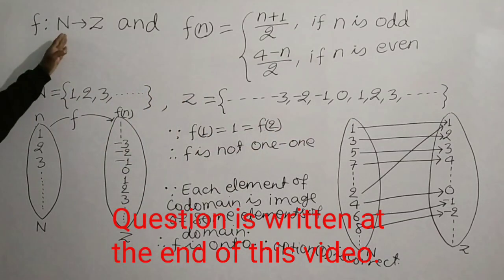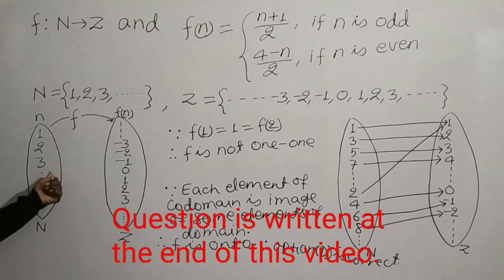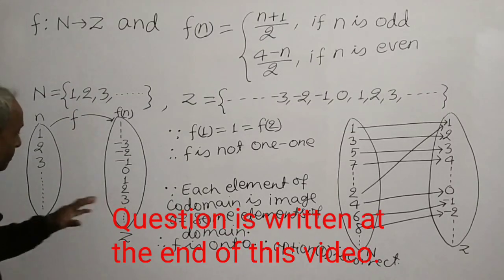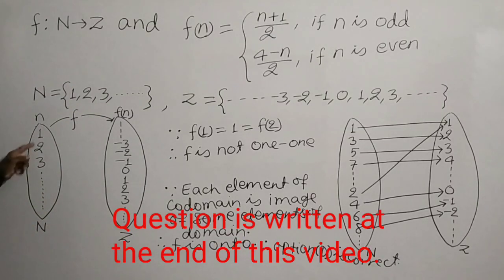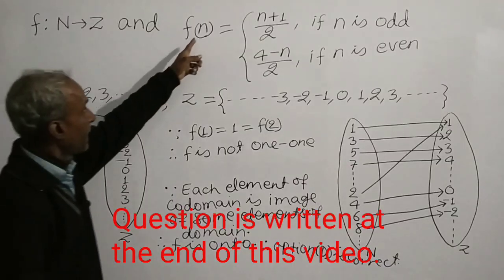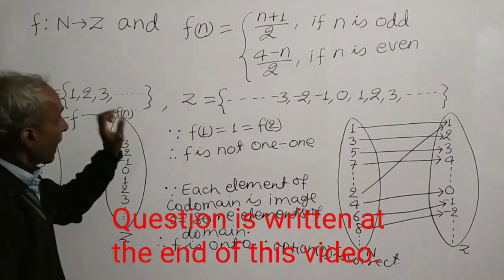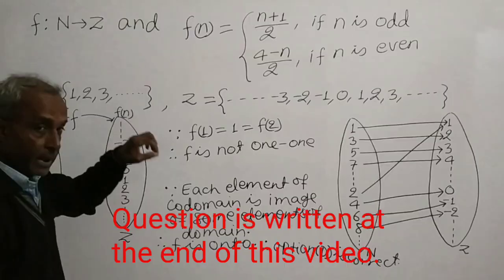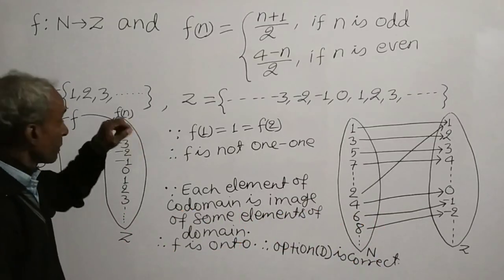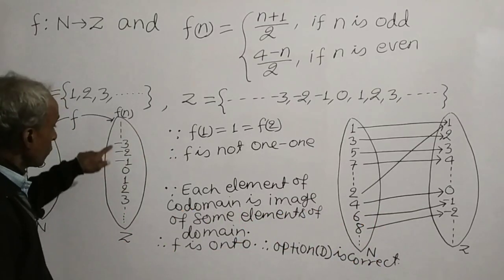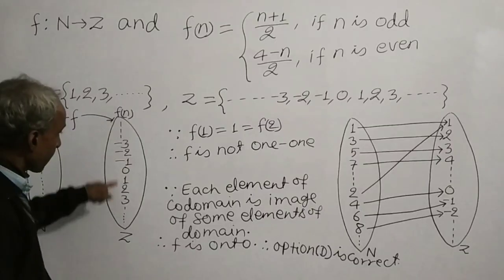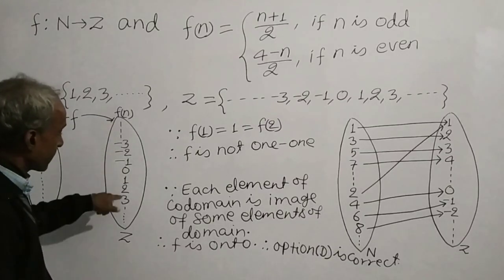f is a function from N to Z means that when we put a number from this set in place of n, the value of f(n) that we get belongs to this set, a number from this set.